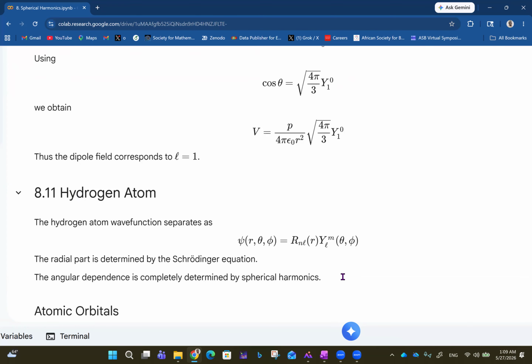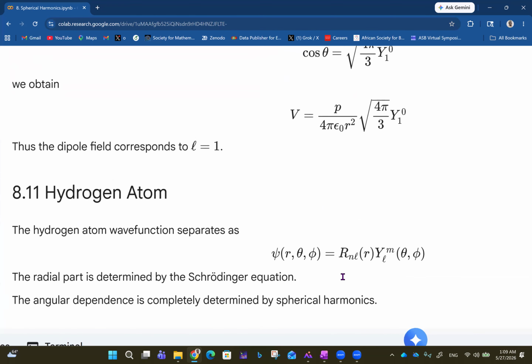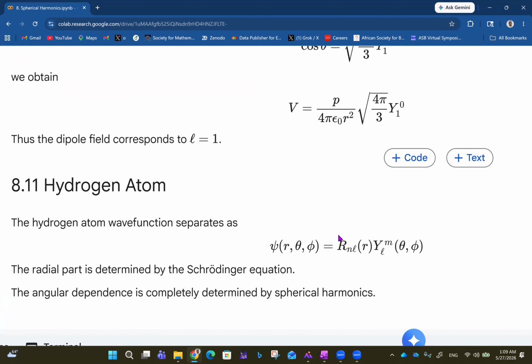Then we talk about the hydrogen atom. The hydrogen atom wave function separates as psi of r, theta, phi, which is R_nl of r multiplied by Y_lm of theta, phi. The radial part is determined by the Schrodinger equation. The angular dependence is completely determined by spherical harmonics, like that.